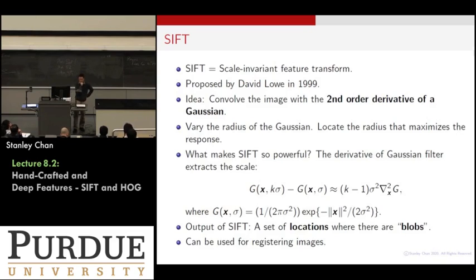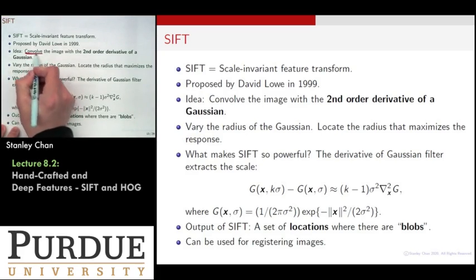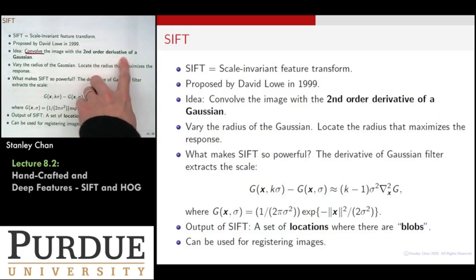So what do I mean by SIFT feature? The name stands for Scale Invariant Feature Transform. It was proposed by David Lowe in 1999. And the idea is actually very simple. It says to convolve the image with a second order derivative of Gaussian.